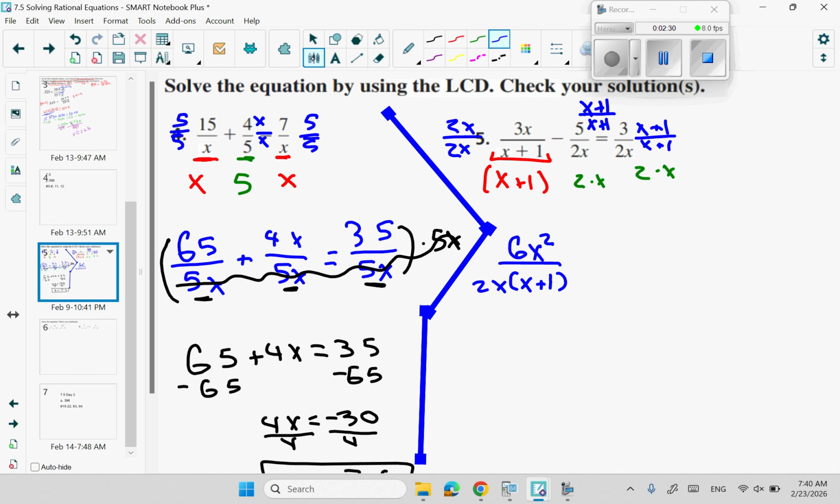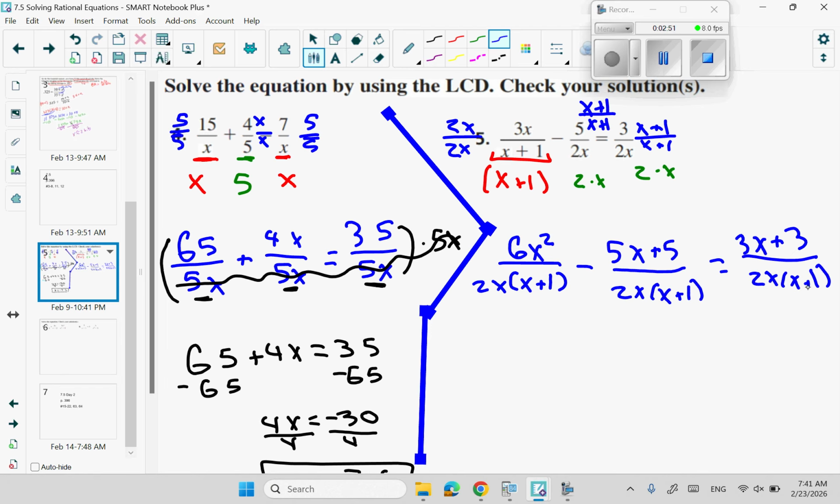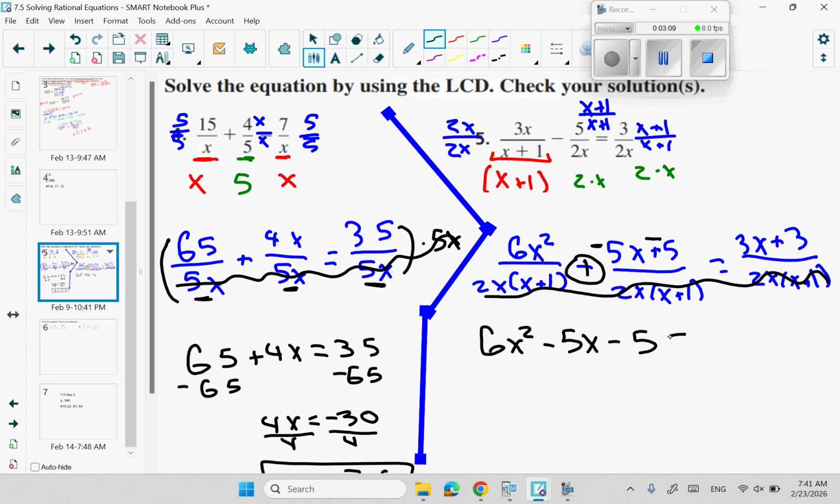Okay. Here, 5 times x, oh, minus sign. 5 times x is 5x. 5 times 1 is 5 over 2x, x plus 1. 3 times x, 3x. 3 times 1 is 3. I can multiply by the denominator, which crosses it off everywhere. The thing is, though, be careful with this minus sign. I'm going to have to distribute that. So we get 6x squared minus 5x minus 5 equals 3x plus 3.